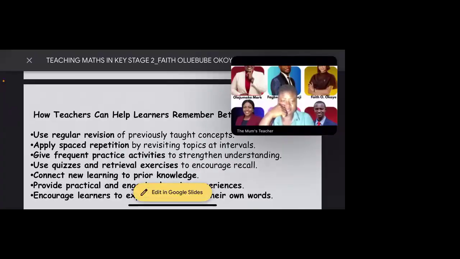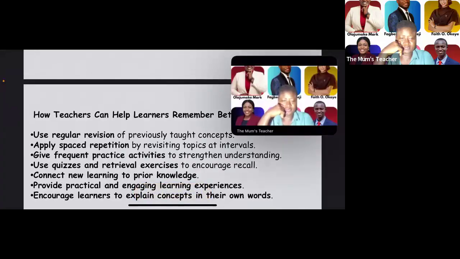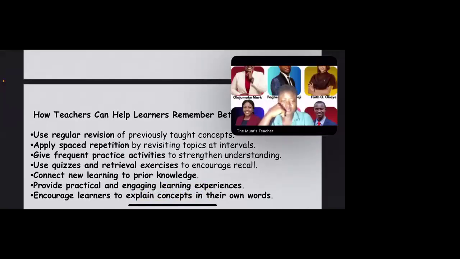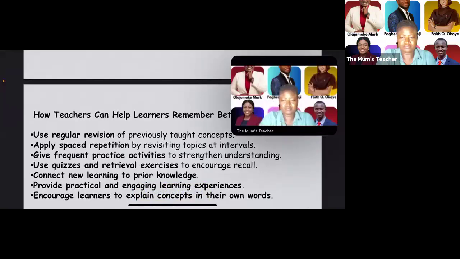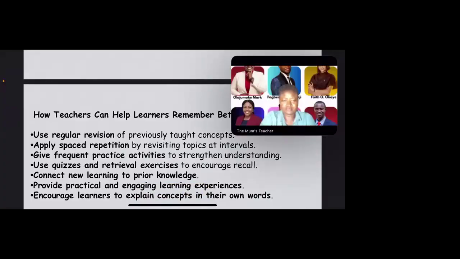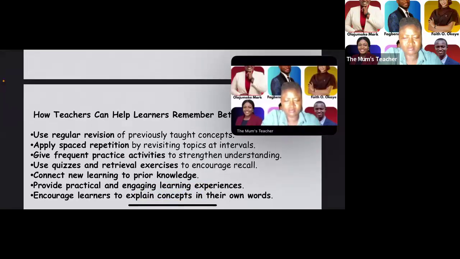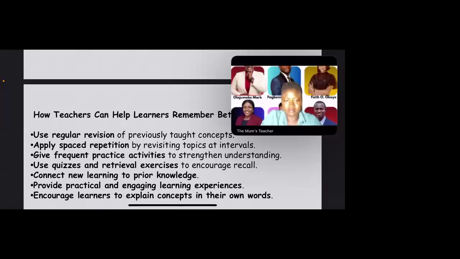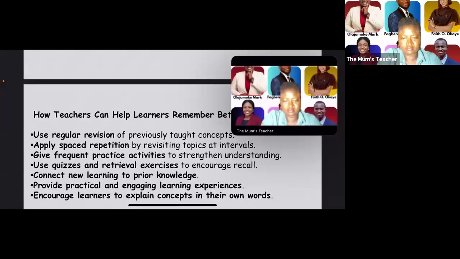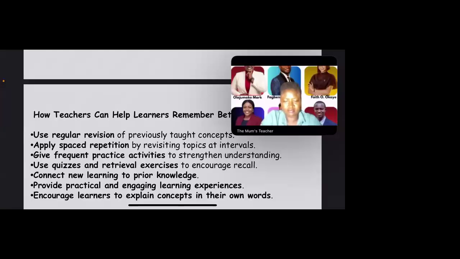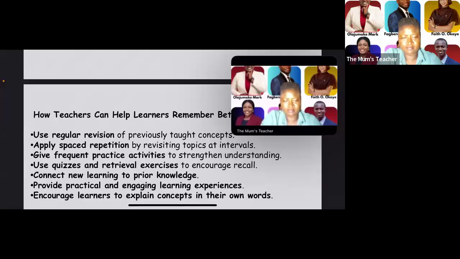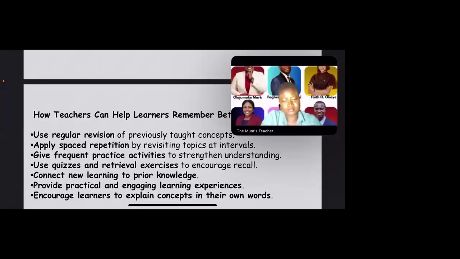You can do this by using regular revision on previously taught concepts. You don't just teach a topic and let it stay wherever you have taught it, and say, oh, I must cover my curriculum, like the yesterday's conversation we had. No, you should be more after how much these children have learned and how much they are able to remember, because what they're able to remember is a proof that you have taught. If you teach a child and they're not able to remember in the long run, it's as good as you just poured water on a rock. That learning didn't actually occur. So you use regular revision.